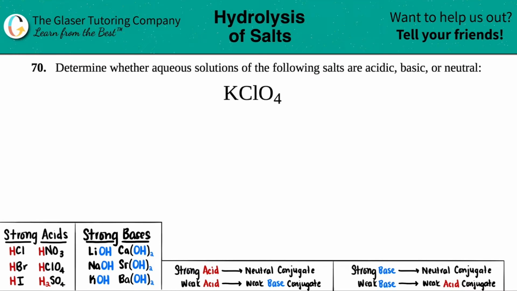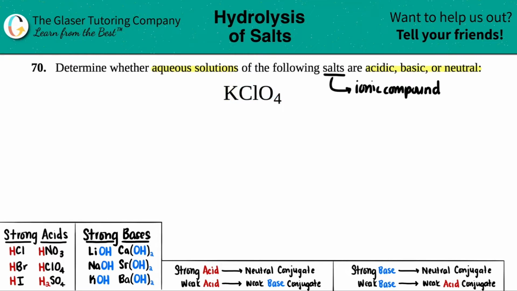Number 70, determine whether aqueous solutions of the following salts are acidic, basic, or neutral. And then we have this salt right here, potassium perchlorate. Now just know that all salts are ionic compounds, and generally you will have a metal with nonmetals. That's what an ionic compound is. And in this case, we have potassium with the polyatomic hypochlorite. Actually, no, this is ClO4, so perchlorate.